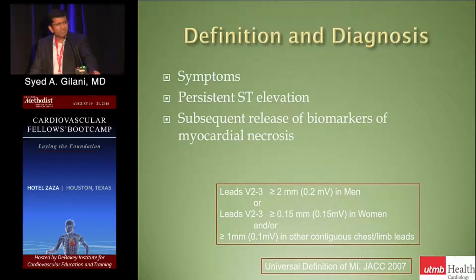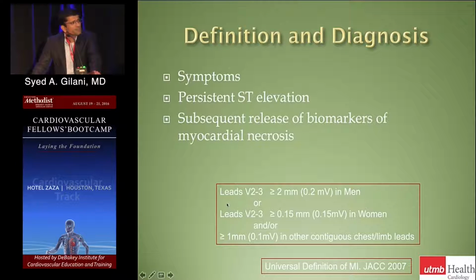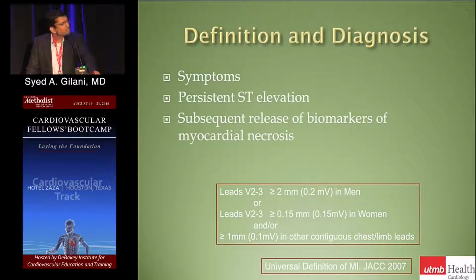There are some EKG diagnosis criteria which are listed below. If you look at the leads, V2 and V3 have a slightly different criteria compared to the rest of the precordial and limb leads. In leads V2 and V3, your criteria will be 2 millimeters in men and 1.3 millimeters in women, or more, ST elevation. Whereas in the rest of the leads, you have to have at least 1 millimeter ST elevation in 2 contiguous leads.